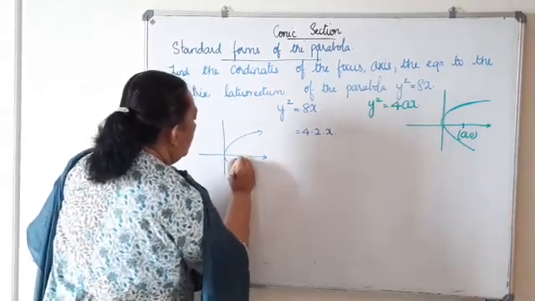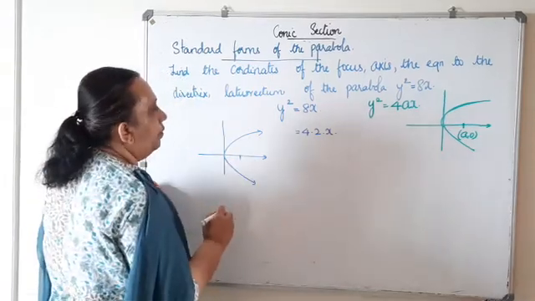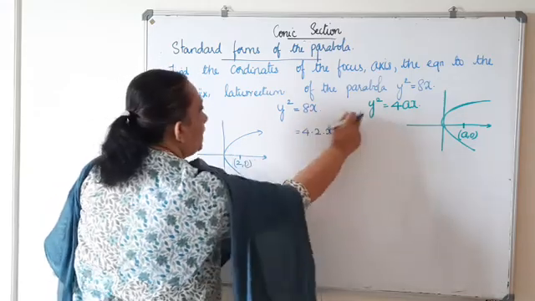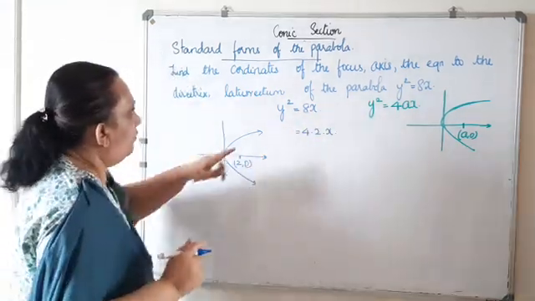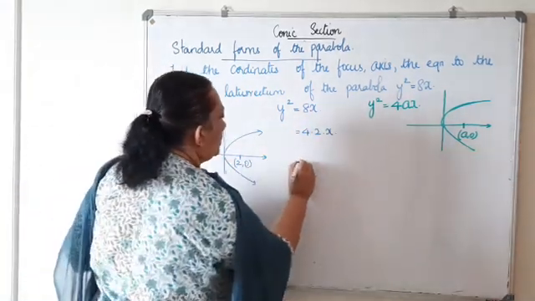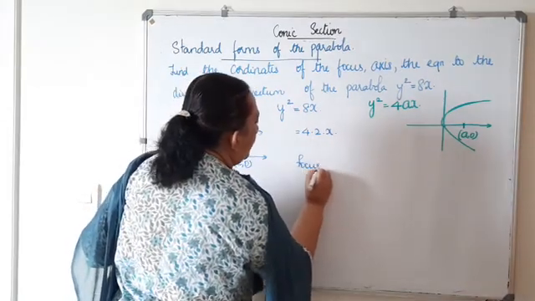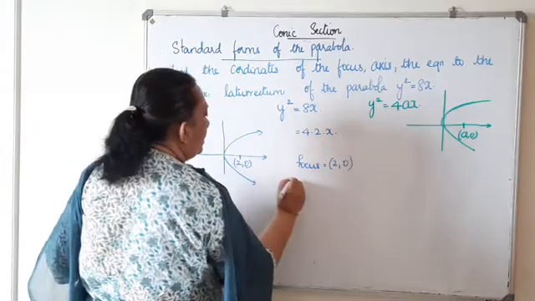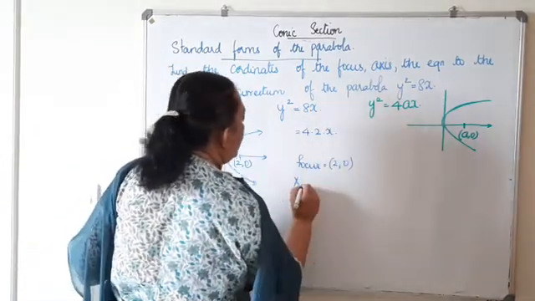Standard parabola. What about the focus? Focus is equal to 2 comma 0. Compare with the standard form. So what is the focus? The focus is equal to 2 comma 0. Now from the figure it is clear that, what is the next question?